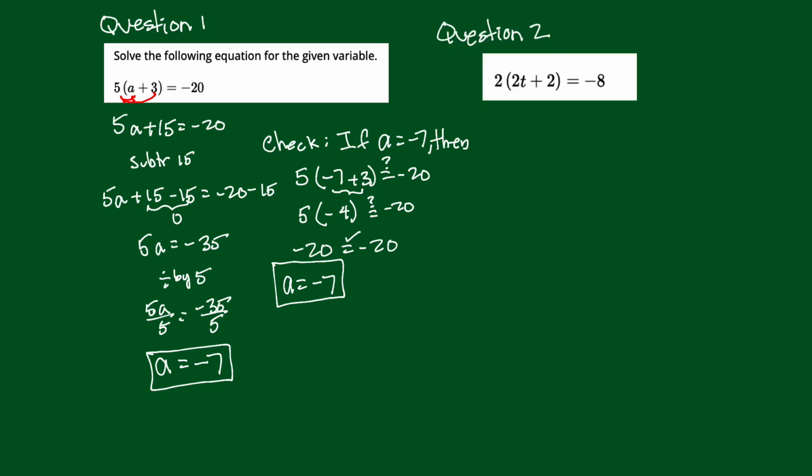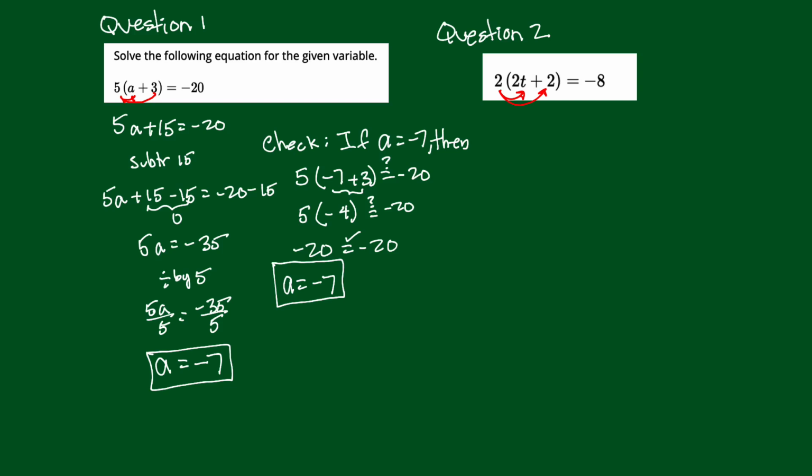Question 2, let's solve this equation. Pretty much like question 1. I'm going to start by distributing this 2 out here. So I need to eliminate these parentheses. So let's distribute that 2. So I'll multiply here, then I'll multiply here.